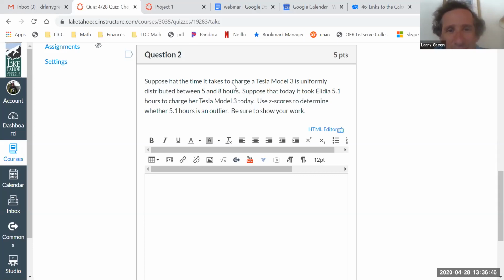So suppose that the time it takes to charge a Tesla Model 3 is uniformly distributed between 5 and 8 hours, okay? Don't quote me on this. I did look it up and it did say that the average, I think, was 6.5 or something like that. So then I made up the 5 and 8, but we'll do what we can. Okay, so suppose that today it took Lydia 5.1 hours to charge her Tesla Model 3. Use z-scores to determine whether 5.1 is an outlier. Be sure to show your work.